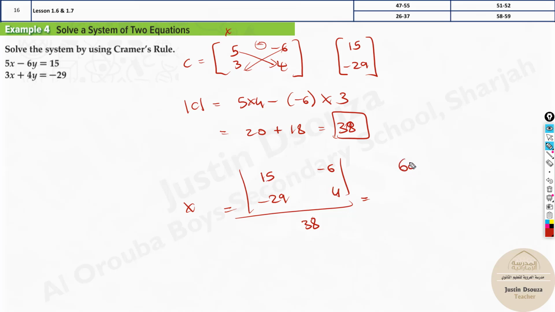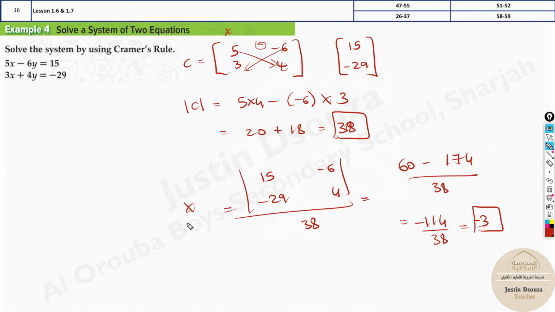15 times 4 is 60 minus, and again this minus minus becomes plus, but this minus remains. 29 times 6: 30 times 6 is 180 minus 6, that's 174, divided by 38. Solve this up, you will have 60, if you deduct, it'll be 114 divided by 38. Now this is 1 time, 2 times, 3 times, but it's minus, so it's minus 3. So the x value is minus 3.